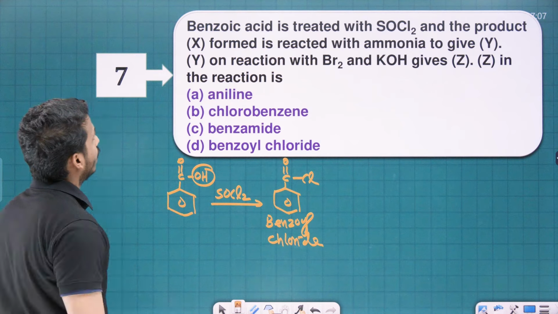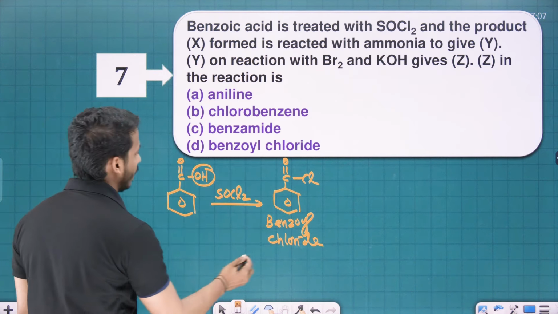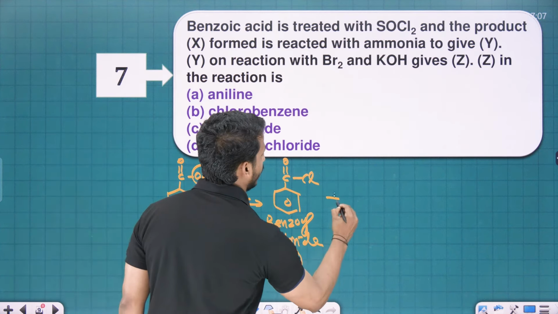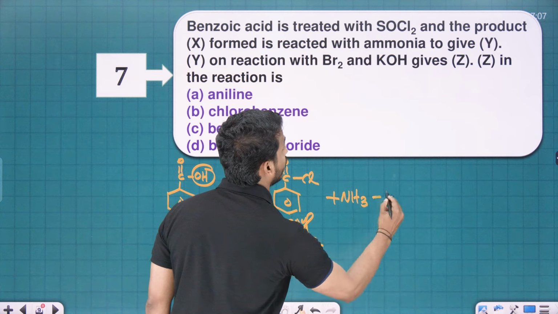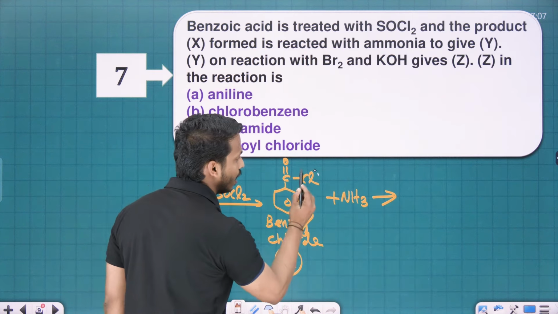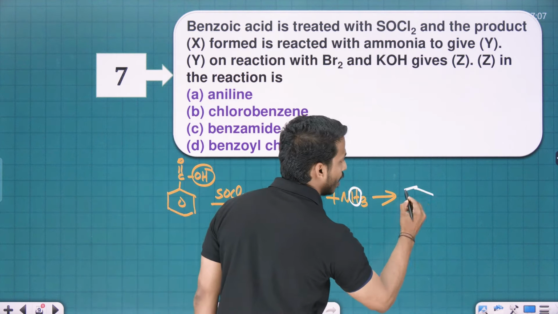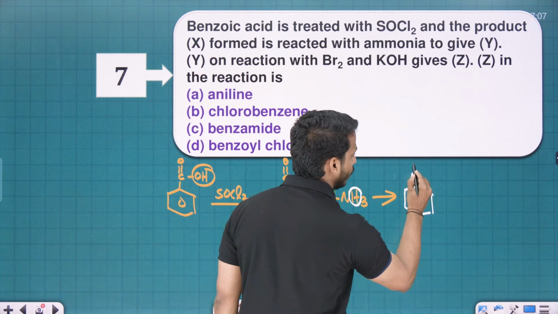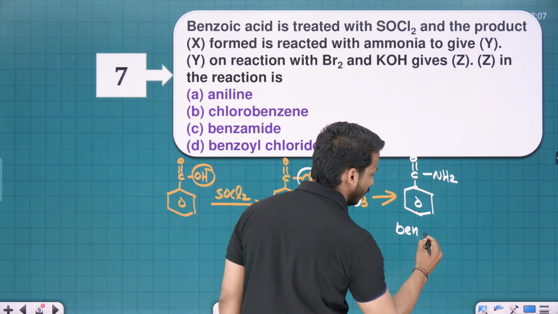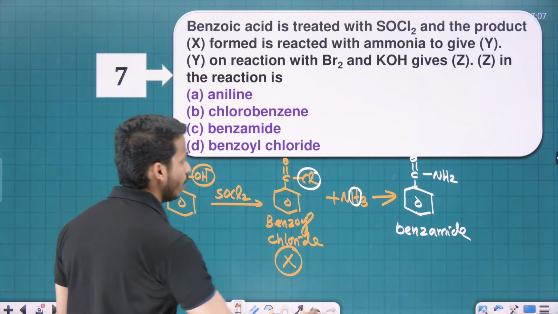Next. The product X formed is benzoyl chloride, which reacts with ammonia to give Y. What happens if you treat an acid chloride with ammonia? Cl and one H are cut, HCl goes out, and you get an amide. What is the amide? Benzene with CONH2. What do we call this amide? Benzamide. This is the compound Y.